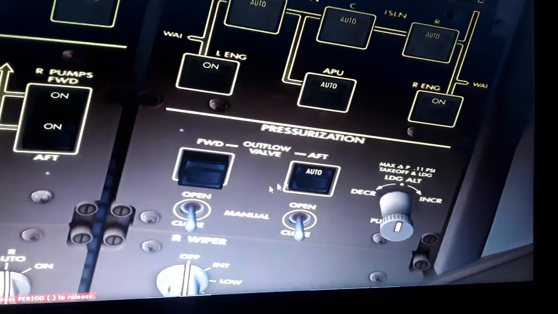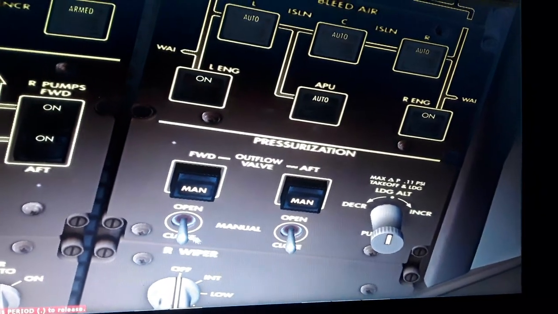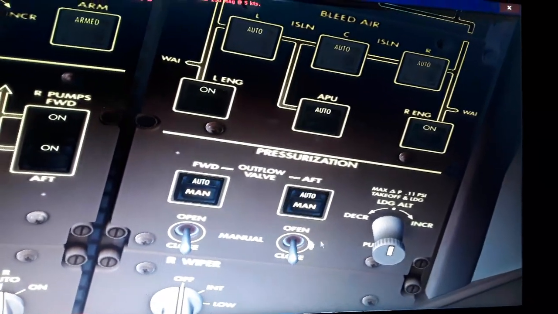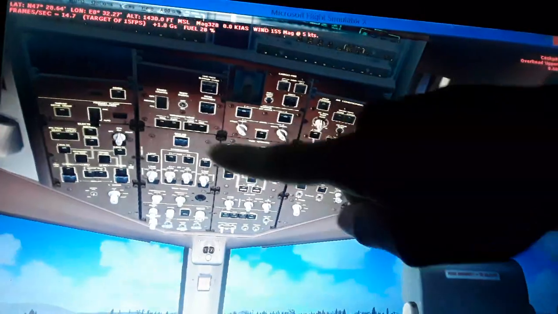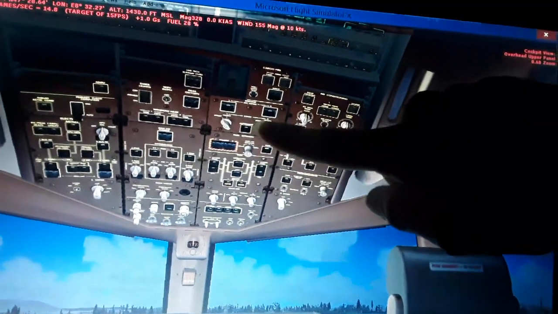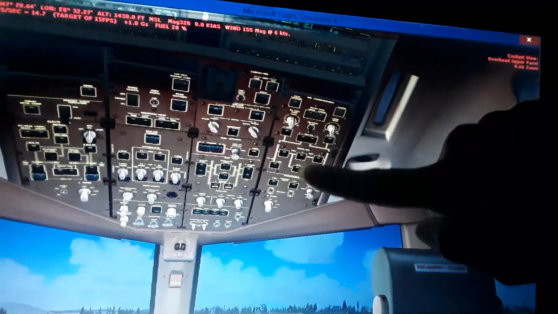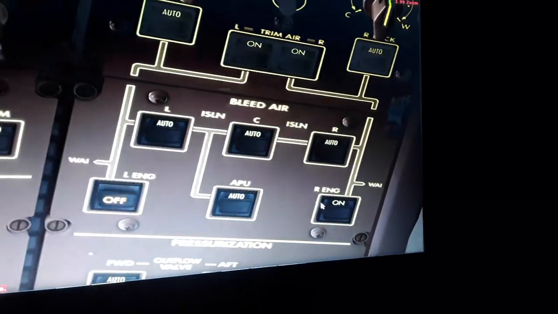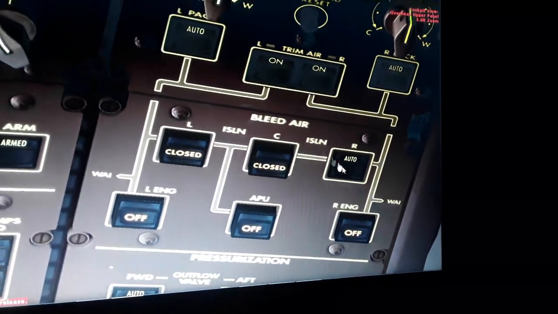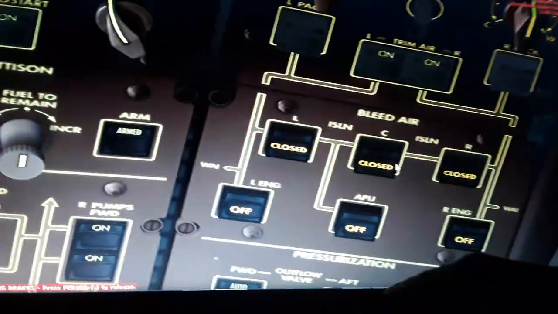The cabin pressurization system, automatic or manual, use the outflow valves open and close to increase or decrease the cabin pressurization and select the landing altitude. This is the main overview of electric, hydraulic, fuel system, electronic engine control, main systems, cabin pressurization, bleed. So we have the bleed for the left engine, right engine, and the APU. I'm going to show you what to do now.